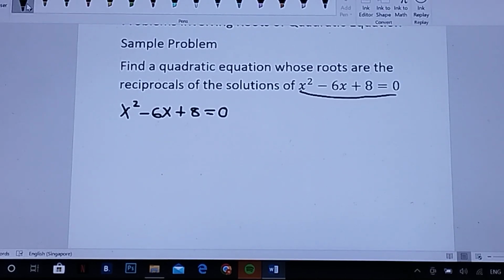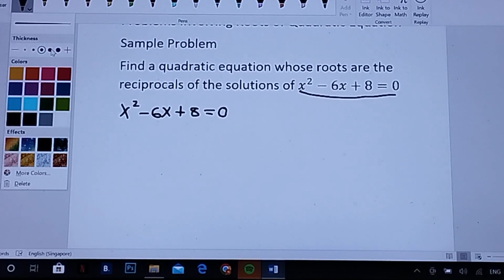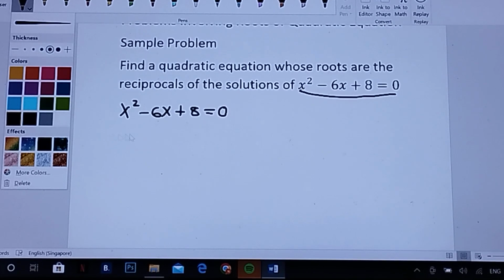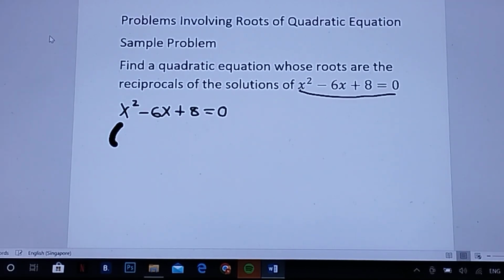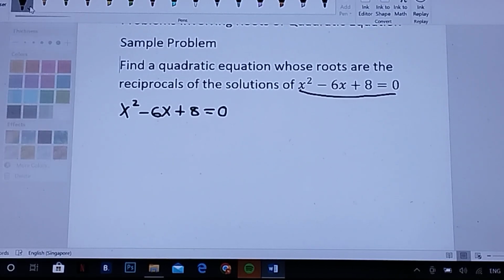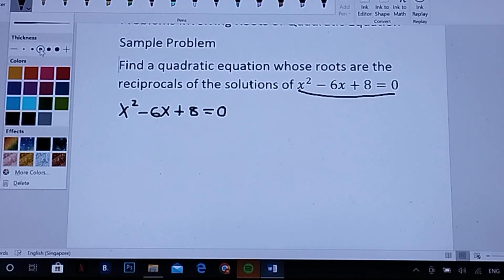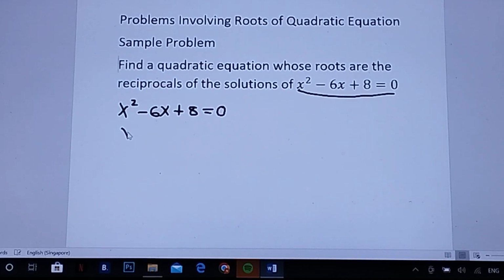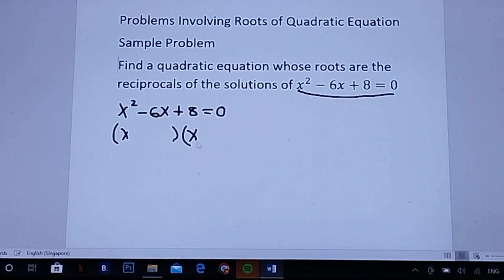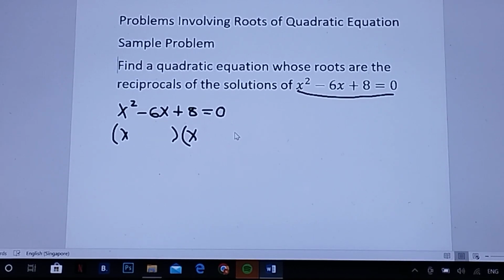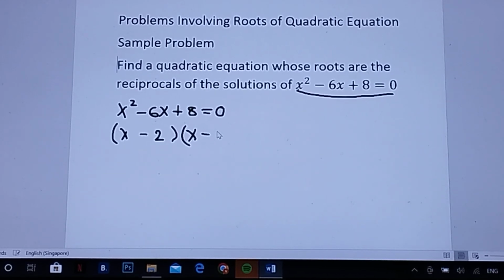So simply factor: x squared is simply x times x. So x times x, and the factors of 8 whose sum is negative 6 are negative 2 and negative 4, equal to 0.